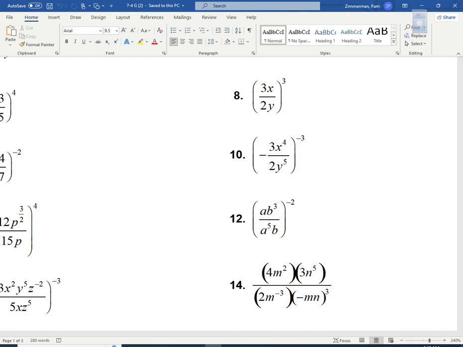Are you writing the problems where you can read them, buddy? You can't read 8, 10, 12, and 14 on your worksheet. You have to write them in.